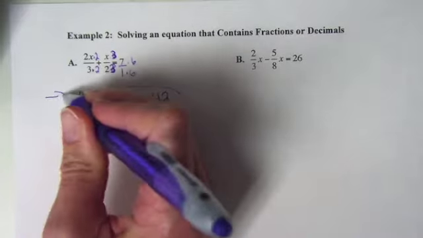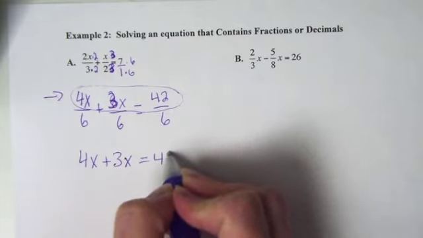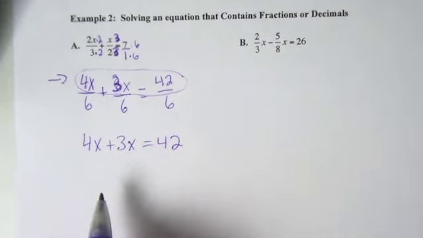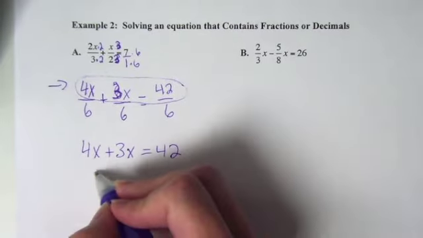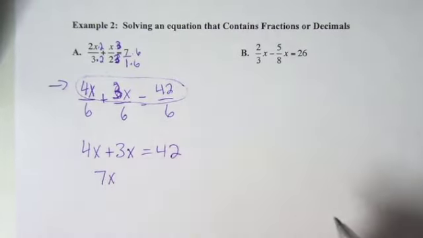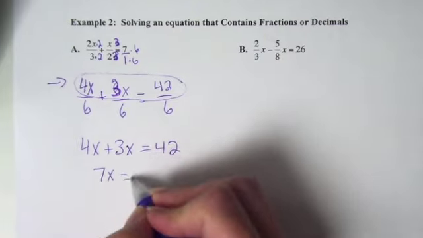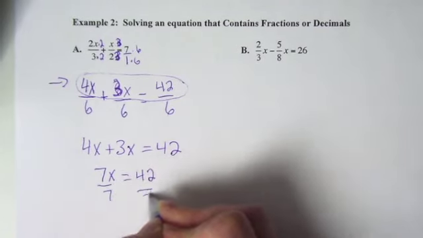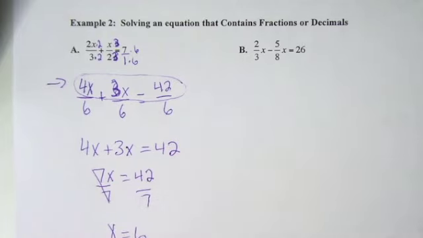So we're going to take 4x plus 3x equals 42. So I've just kind of ignored the bottoms, and I'm just looking at the numerators. Okay, so now what we can do is combine our like terms. 4x plus 3x, we're going to get 7x, because we combine our like terms, equals 42. All right, and now we just divide by 7 on both sides, and you get x equals 6. All right, x equals 6.